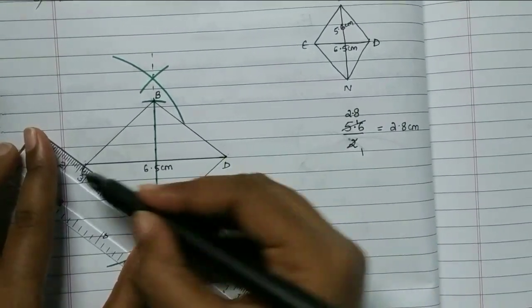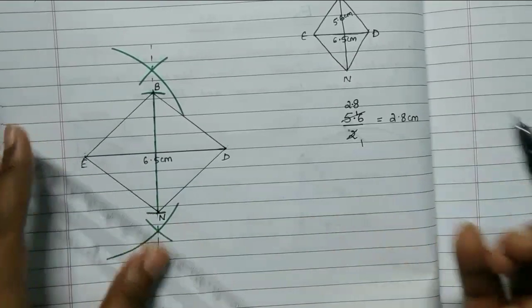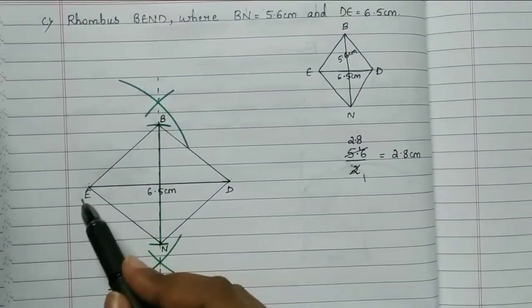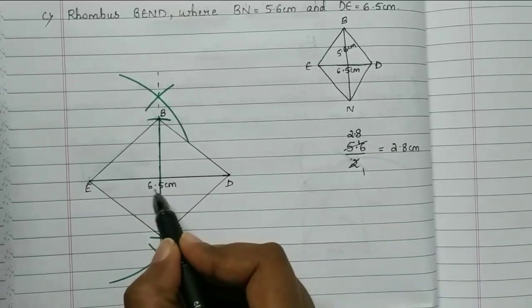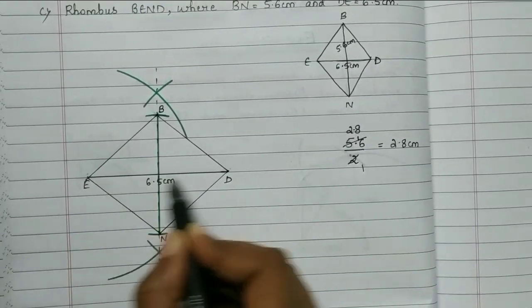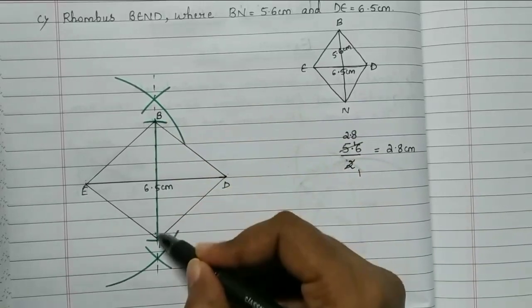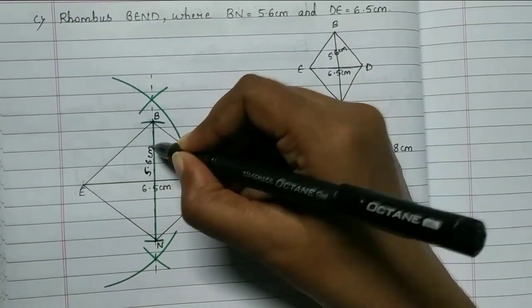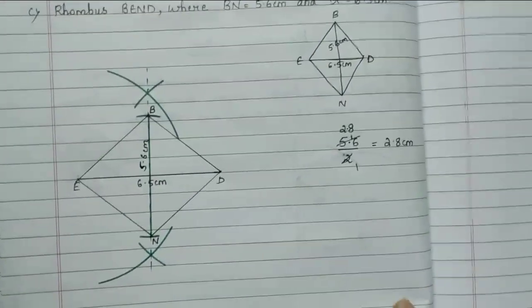Joining all these 4 points will give us the required rhombus, that is BEND. So this is BEND with 6.5. This distance is 6.5, whereas this diagonal BN is nothing but 5.6 centimeter. So this is the required rhombus.